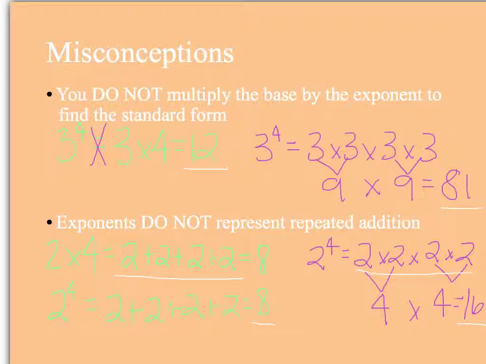When dealing with exponents, you should never be adding anything together. Exponents is showing repeated multiplication, so addition has no place when dealing with exponents. So 2 to the 4th power is not equal to 2 added together 4 times. 2 to the 4th power needs to be 2 multiplied together 4 times.